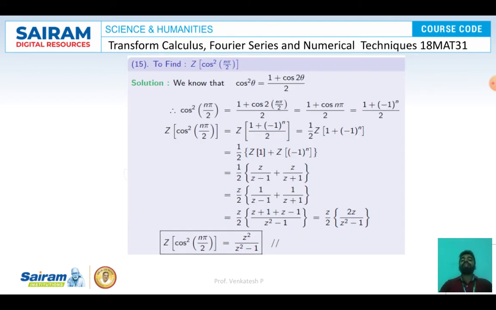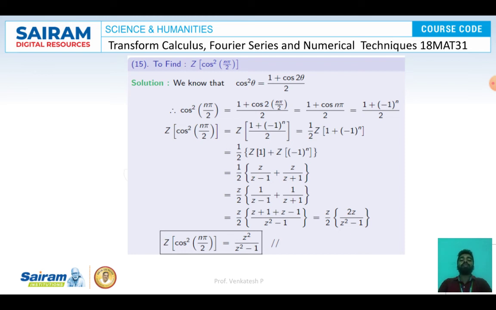So next one is z transform of cos square n pi by 2. So to solve this one, I am going to make use of cos square theta formula. Cos square theta is given by 1 plus cos 2 theta divided by 2. So now I am going to find cos square n pi by 2. So I am going to use this formula here, that is 1 plus cos 2 n pi by 2 divided by 2. So it will become 1 plus cos n pi by 2. So cos n pi is minus 1 power n. I got 1 plus minus 1 power n by 2.